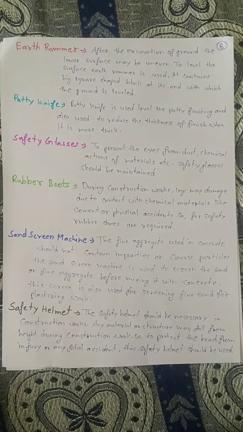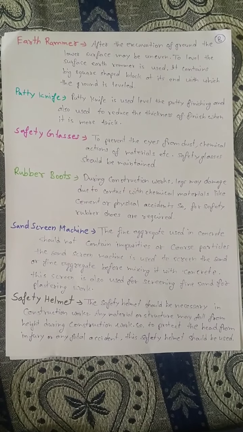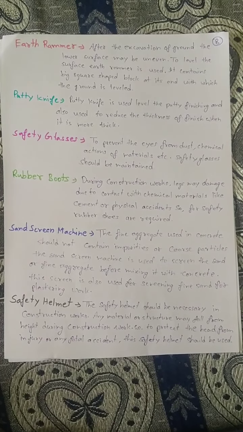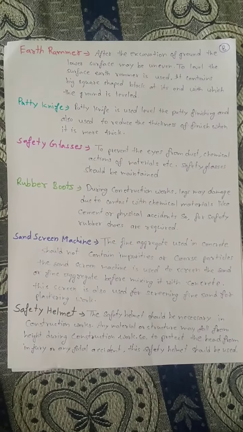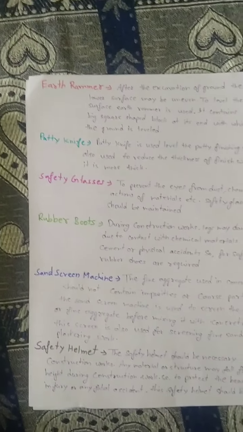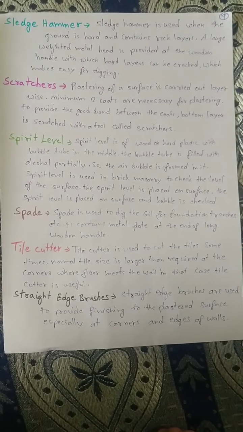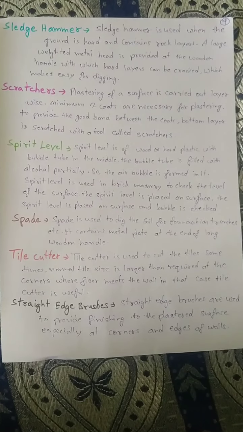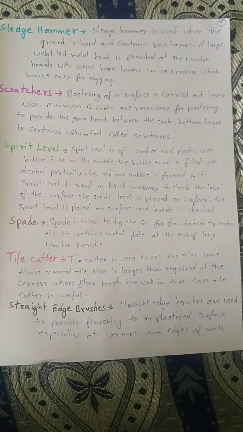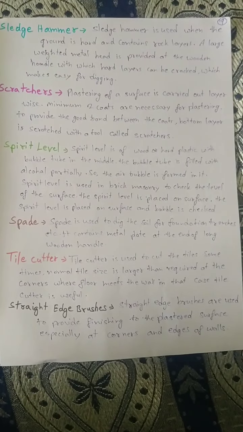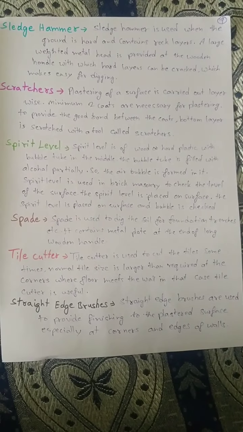Safety helmet. The safety helmet is necessary in construction works. Any material or structure may fall from height during construction work. So, to protect the head from injury or any fatal accident, this safety helmet should be used.